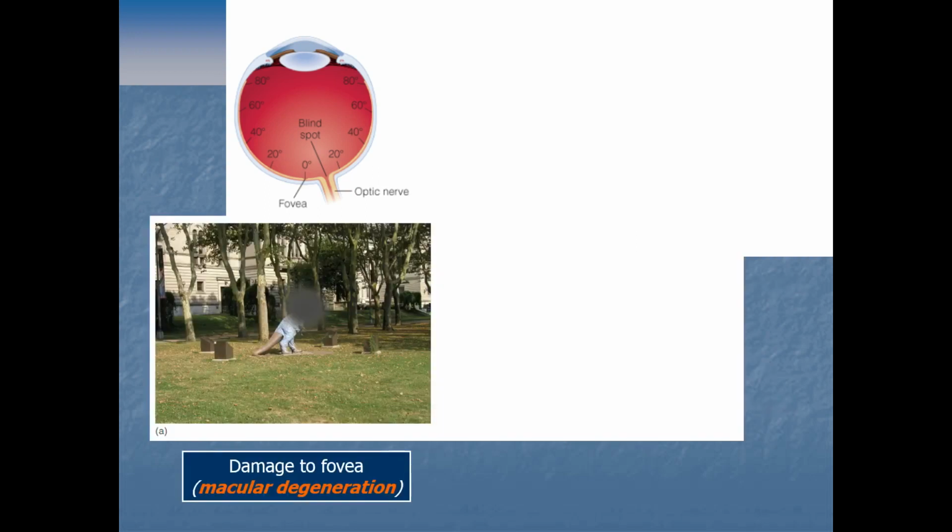Now, two of the most common forms of blindness involve either damage to the fovea or damage to the periphery. So for example, macular degeneration is a pretty common condition where the area around the fovea stops working.